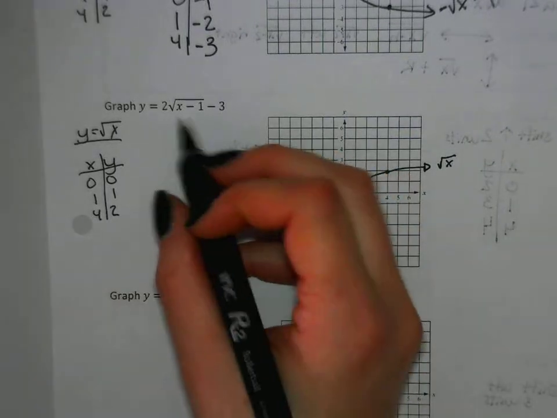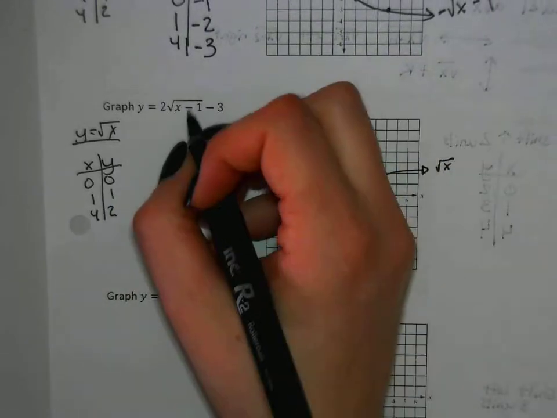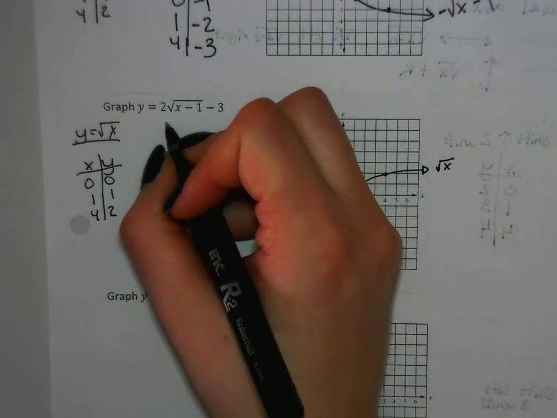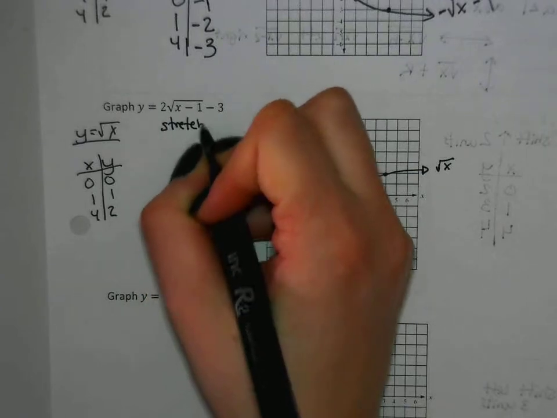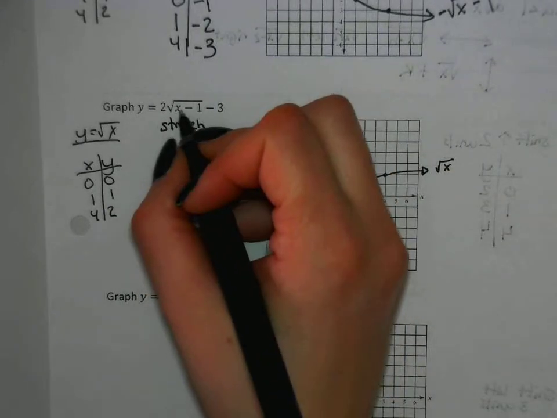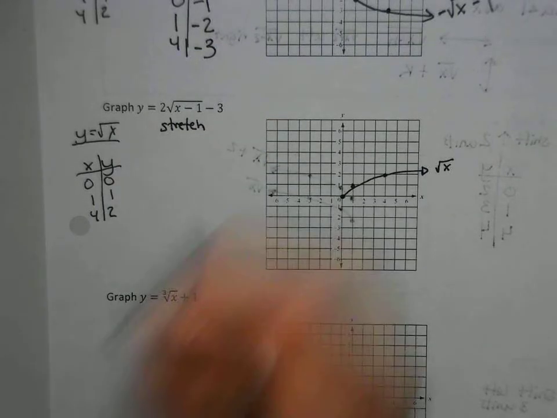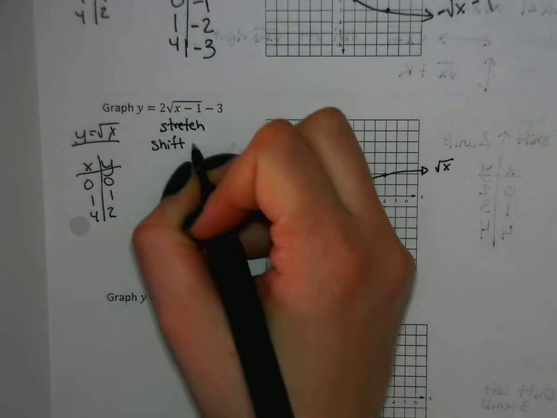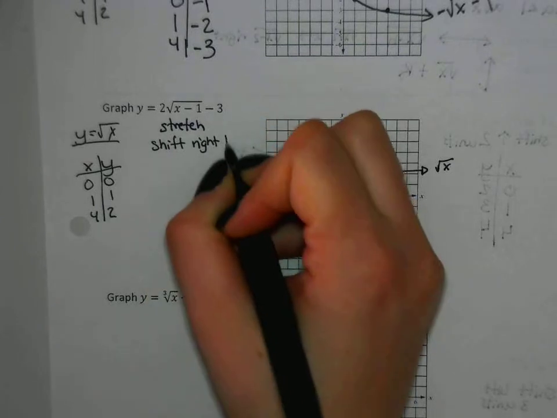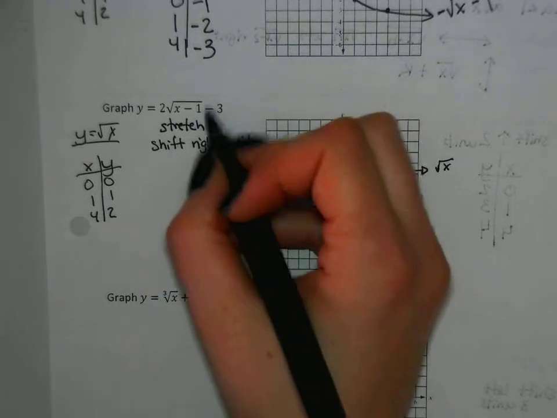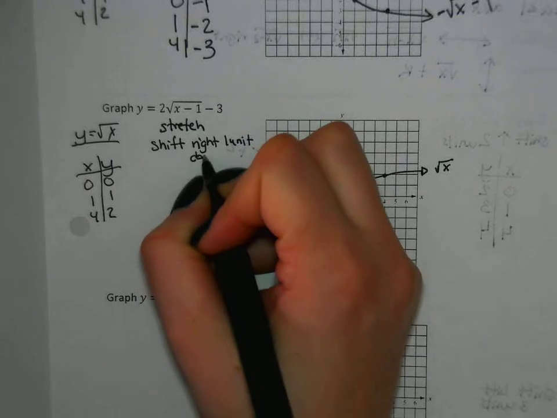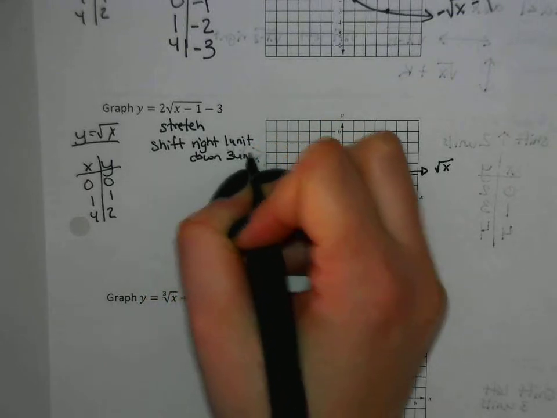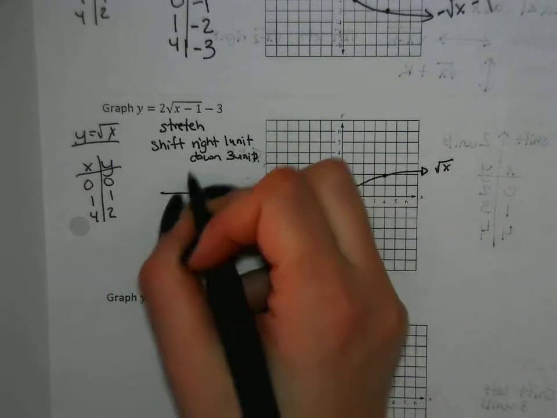So let's take a look at this one. First of all, we have a coefficient, our a is 2, so this is going to stretch. We have x minus 1 under our radicand, so this is going to shift right 1 unit, and then it's also going to shift down 3 units for our first point.